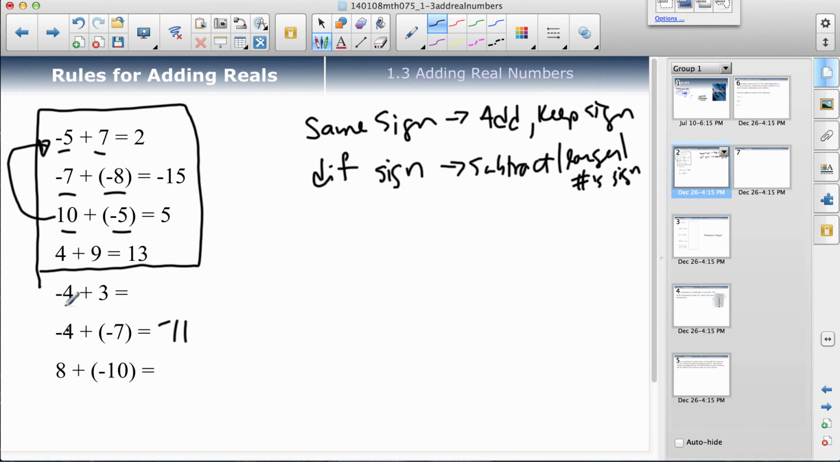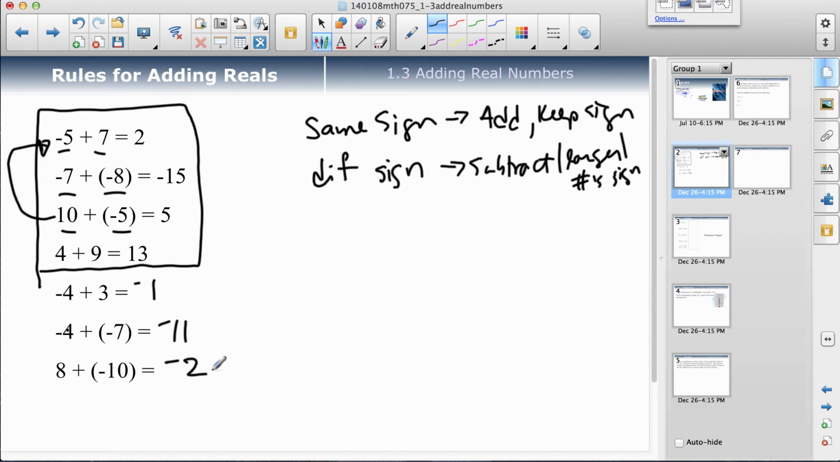Let's try that rule here. Different signs, so I subtract. 4 take away 3 is 1. Larger number, this one would be further from 0. I'm taking its sign. Here's another one. Different signs, subtract. 10 take away, it's 2. Notice I don't even worry about what the signs are. I just see that they're different, so I subtract. This one's further from 0, so I've got to take its sign.